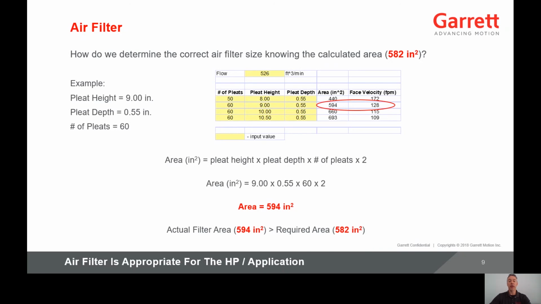To calculate the area of this filter, you take the pleat height multiplied by the pleat depth times the number of pleats, and then multiply that by 2, since there are 2 sides to the pleats. Multiplying these together, the area equals 594 inches squared. Considering that 594 inches squared is greater than our 582 inches squared for the required filter, this filter is appropriate for the horsepower and the application.